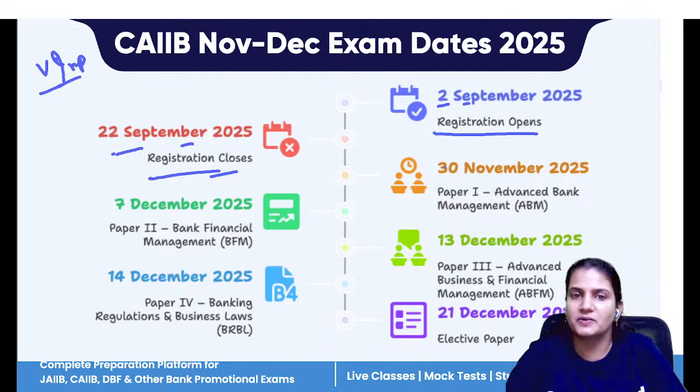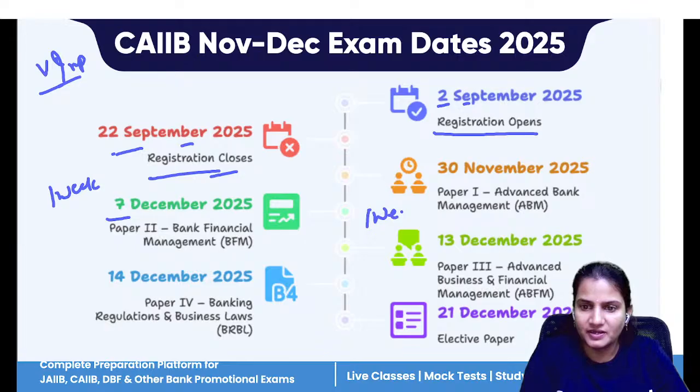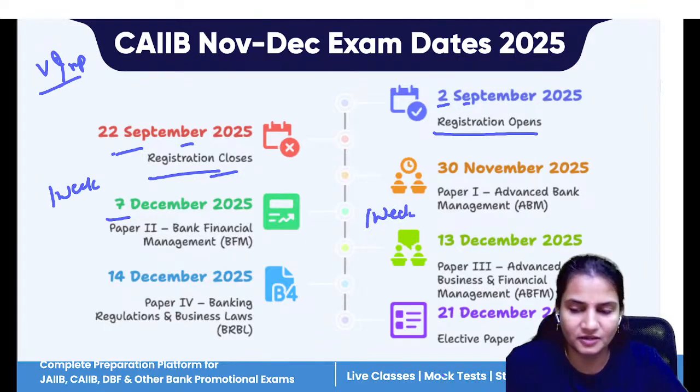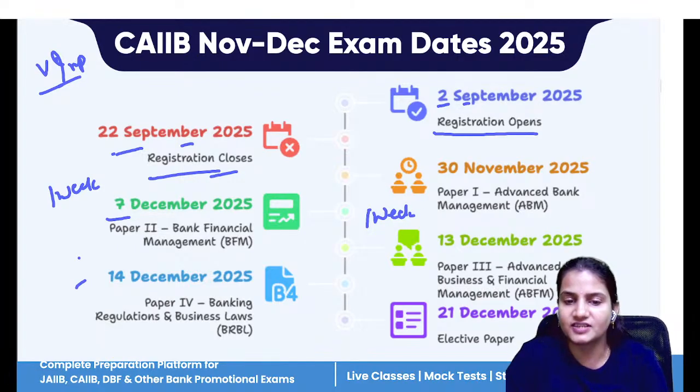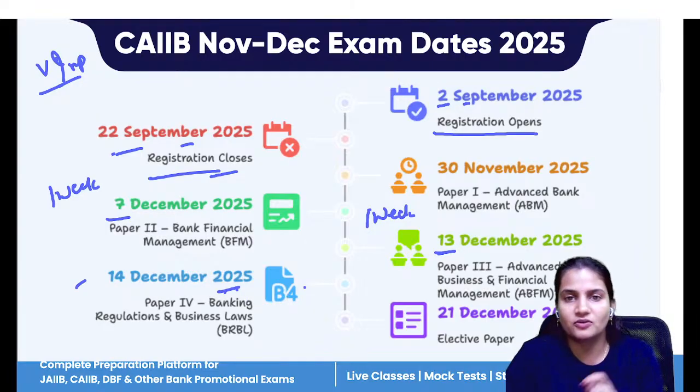Now the first paper of CAIIB is on 30th of November. Then 1 week time is given for your BFM paper. Another 1 week time is given for your ABFM paper, the third paper. And this time, there is no time gap between your ABFM paper and your BRBL paper. So you have to prepare your BRBL paper parallelly, because no time gap is given.